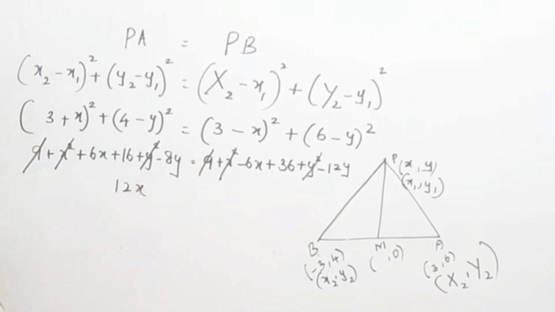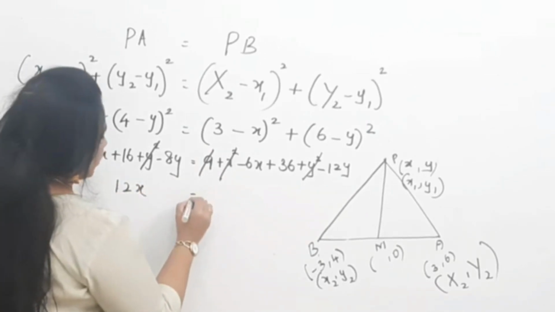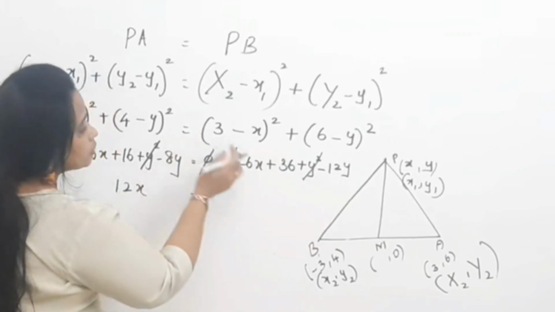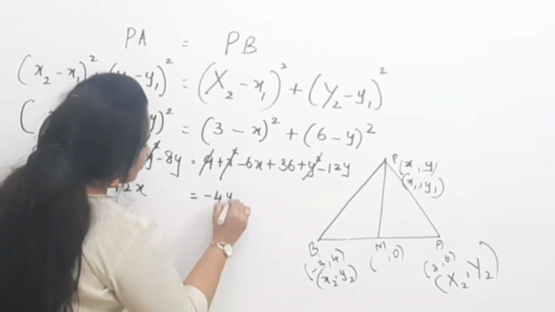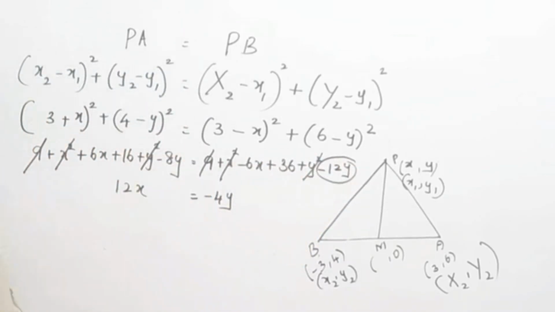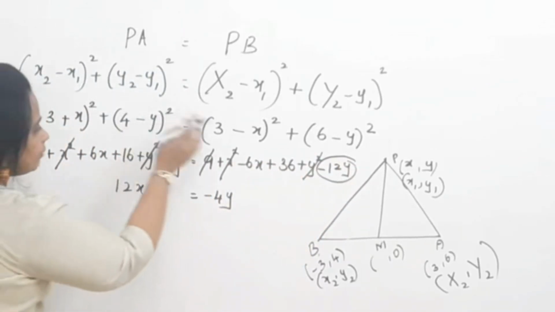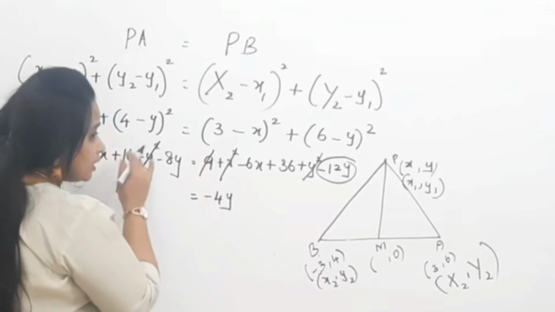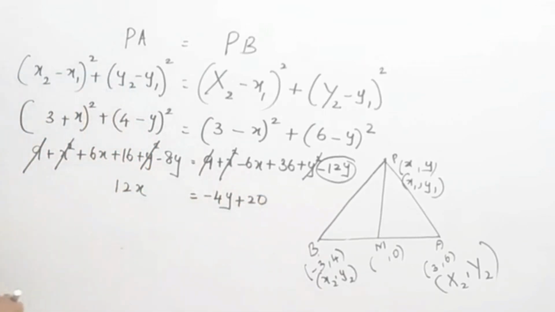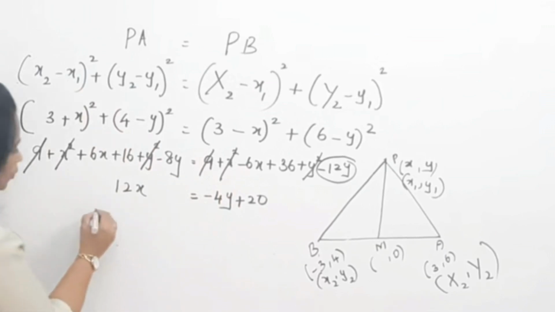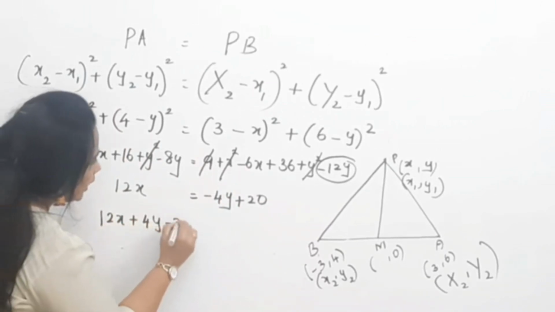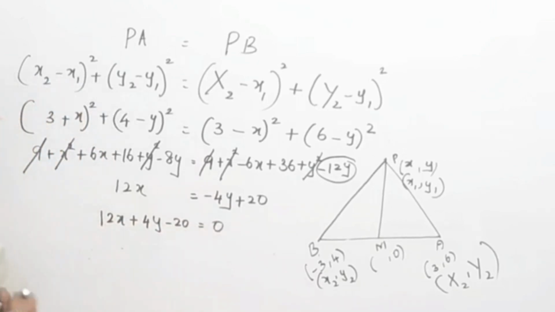That becomes 12x, and that's equal to, I have minus 8y. Bring it to the other side. It becomes plus 8y. So I am left with minus 4y. Minus 12y plus 8y is minus 4y. Now 16 I bring to the other side. That becomes minus 16. So that is plus 20. So I have my equation 12x plus 4y minus 20 equal to 0.